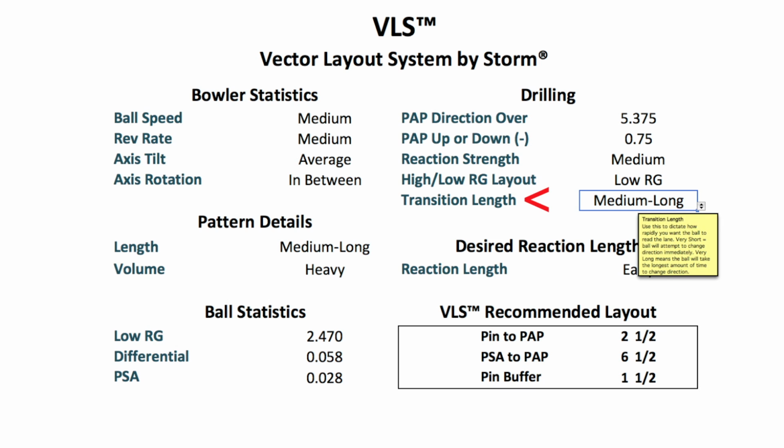So for nationals, you don't want a hockey stick type of a reaction. Usually gets you in trouble. So we want to have it be a little bit smoother. So I would say medium long to a long transition. Let's go with medium long for this.